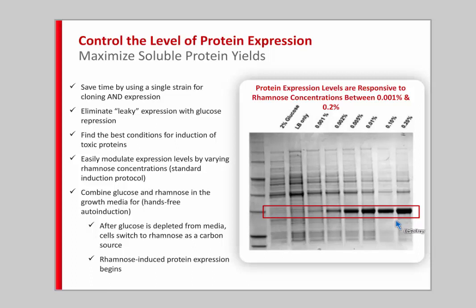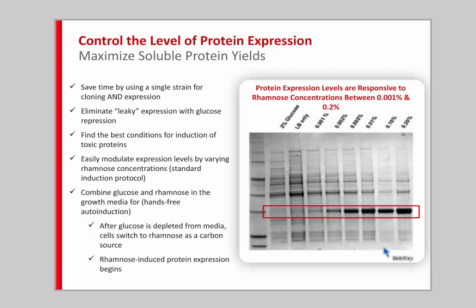And this is a really powerful thing for very toxic proteins because you can adjust the level of Rhamnose in the media to find that cell's level of tolerance for expression of that particular toxic target and then induce expression at just under that level to maximize your yield without killing your cells.